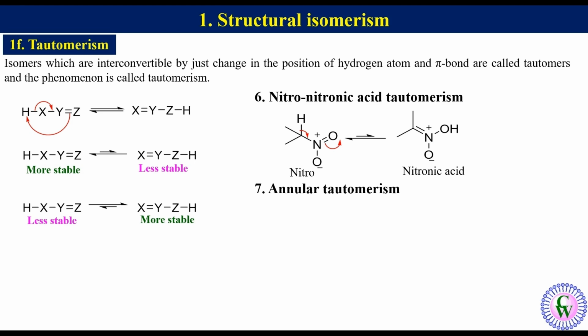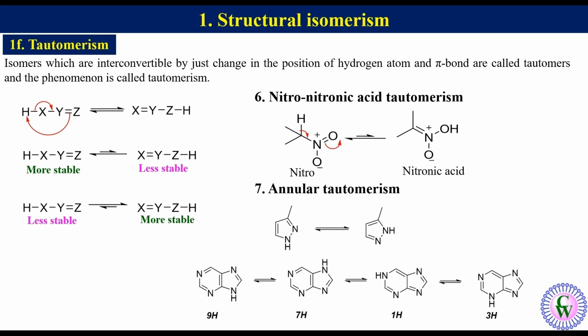Annular tautomerism. In this type of tautomerism, the movement of labile proton is restricted to the ring atoms. For example, 3-methylpyrazole and 5-methylpyrazole. These are annular tautomers. Another example is purine, which has 4 tautomers, 9H, 7H, 1H and 3H. Out of these 4, 9H and 7H are the predominant tautomers.